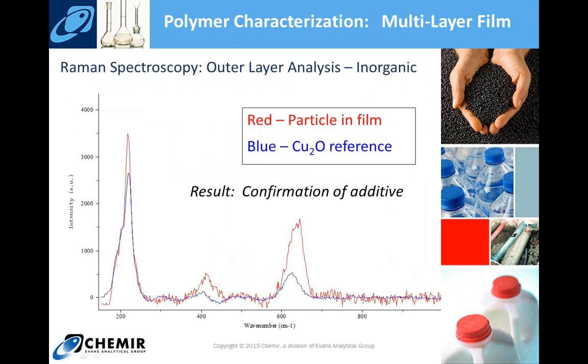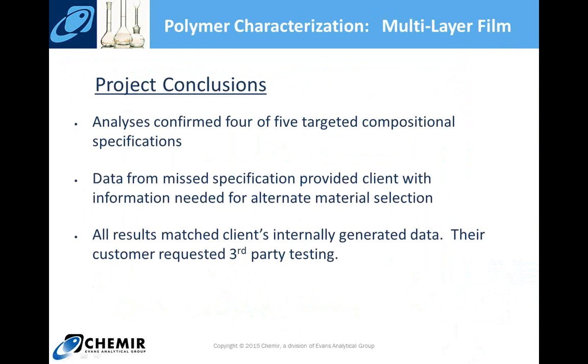And again, this is confirming the additive that was present, confirming dispersion of the additive that was designed to be in the polymer film. And so again, this is a very quick demonstration of using different analytical techniques for characterizing a polymer film. Some other techniques I mentioned up front, we did some ICP analysis, which quantifies elements.